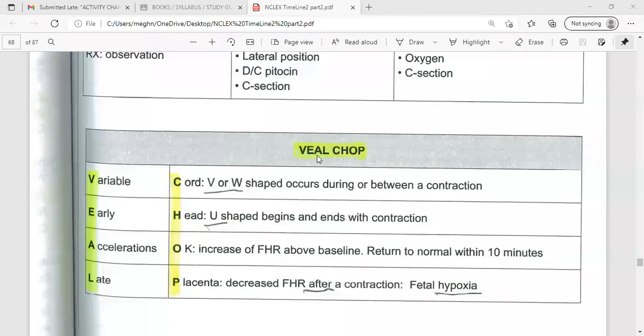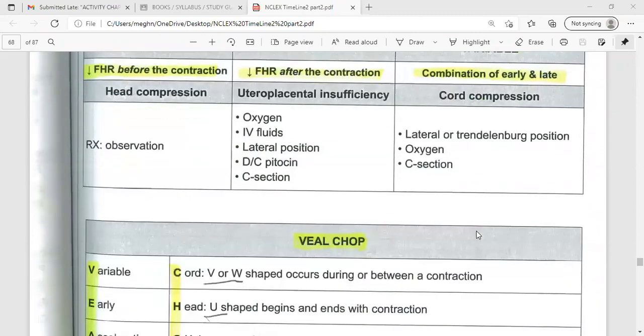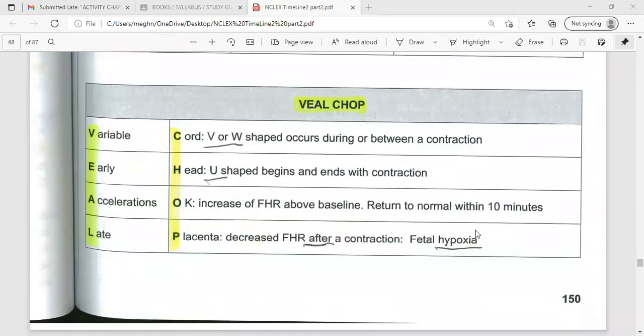And acceleration, is it okay? Increase in the heart rate above the baseline, returning to normal within 10 minutes. So observation is good. And L stands for late deceleration. Underlying cause is P for placental insufficiency. NCLEX board frequently asks questions about the underlying causes and the management. Every student must know about it.